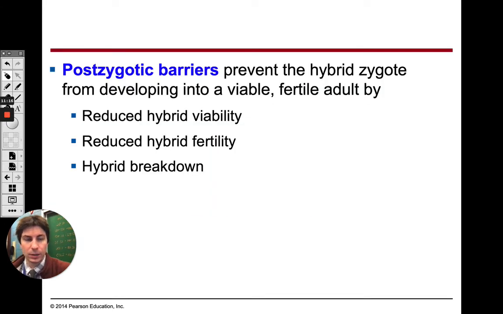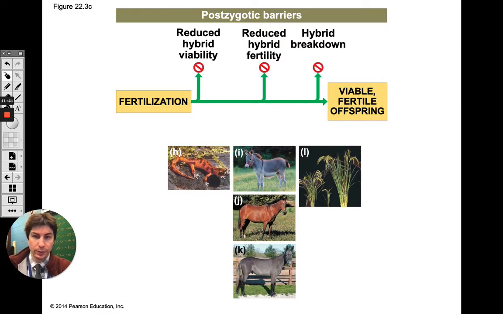All right. Okay, so moving on to postzygotic barriers. What postzygotic means is that something is going to happen after fertilization in order for a fertile child to not be produced. Okay, so when we have our postzygotic barriers, there are three we're going to go over real quick.